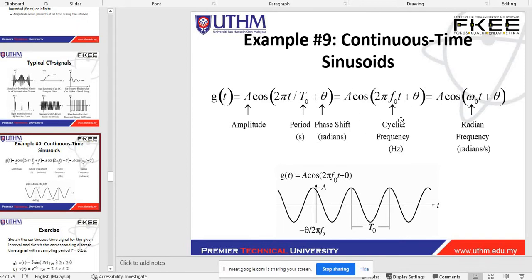Okay, equal to the second equation. Actually, this F naught is equal to 1 over T naught, and T naught is equal to 1 over F naught. So this one is equal to this one. But this is in frequency, and this one is in time. Also, you can represent the equation in radians per second, which is omega naught t. Okay, omega naught is referred to 2 pi f naught, or equal to 2 pi over T naught. It's the same thing.